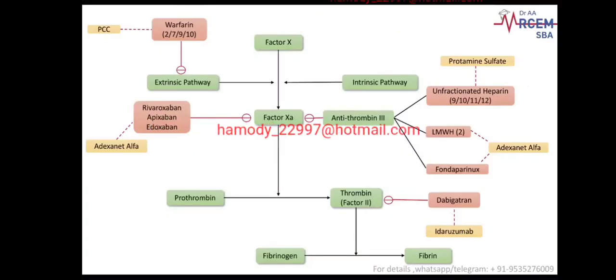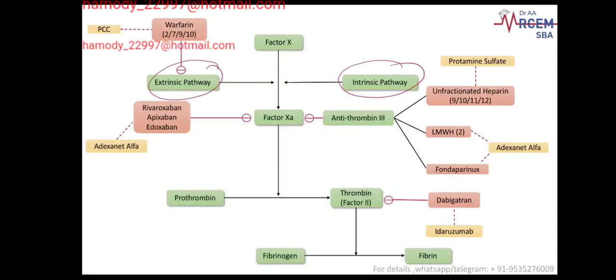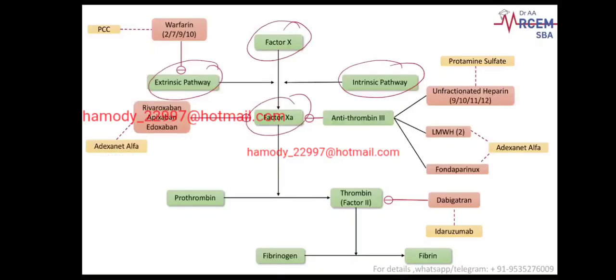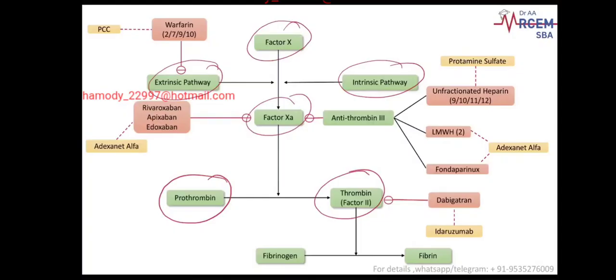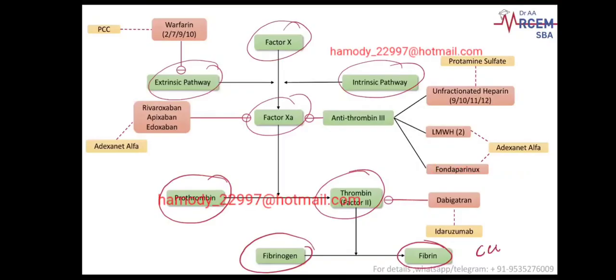Okay, so remember, whichever of the extrinsic or intrinsic pathways is activated, they eventually convert factor 10 into activated factor 10. This activated factor 10 converts prothrombin into thrombin, that is nothing but factor 2. This factor 2 converts the fibrinogen into fibrin, forming the clot. So eventually the clot is formed.